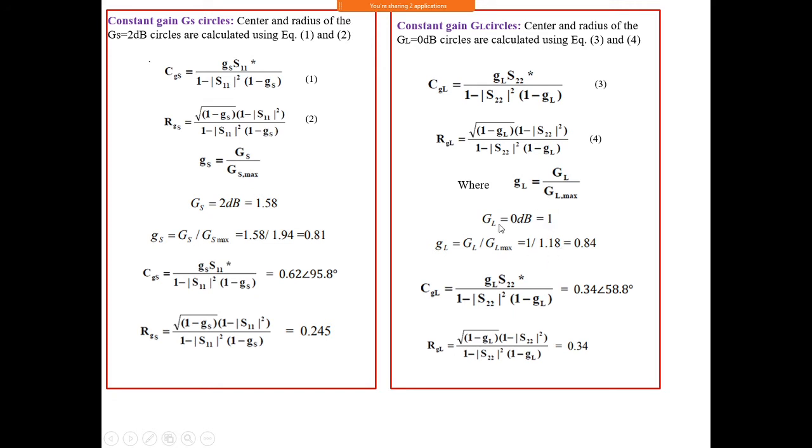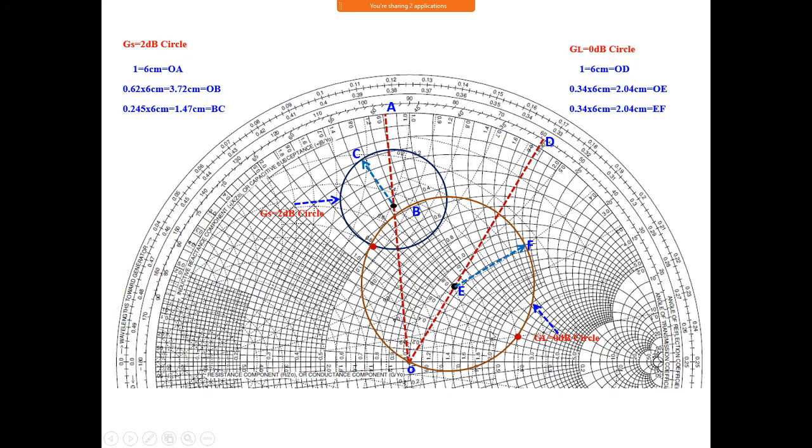Okay, so GL 0 dB corresponds to 1. GL maximum 0.73 dB corresponds to 1.18. Take a ratio of those two, we will be getting this value. Substitute that in this equation. Okay, we will be getting the center. This is the center, and this is the radius. See here. So okay, after getting this center and radius for both the circles, GS and GL circle, that is the gain we fixed. Now we have to draw the circles.